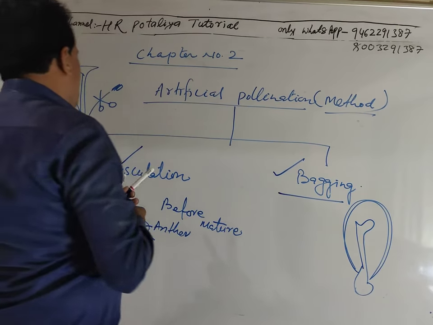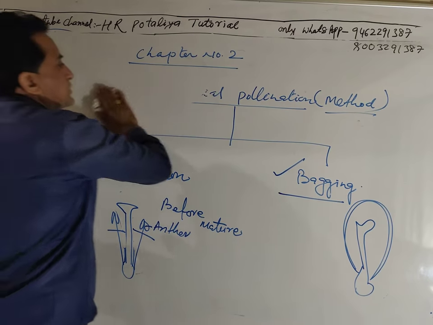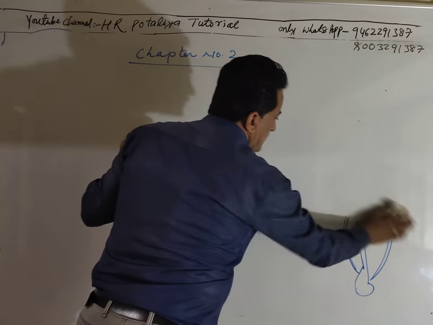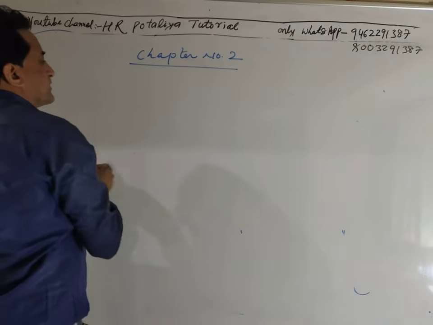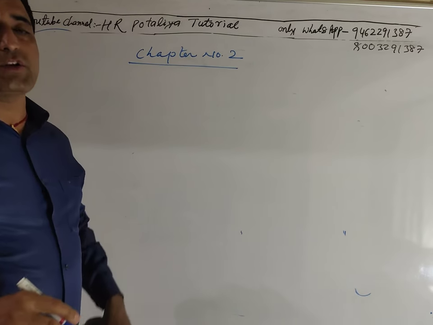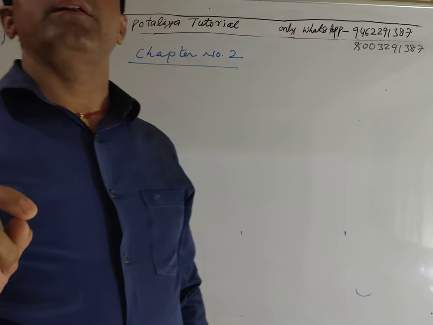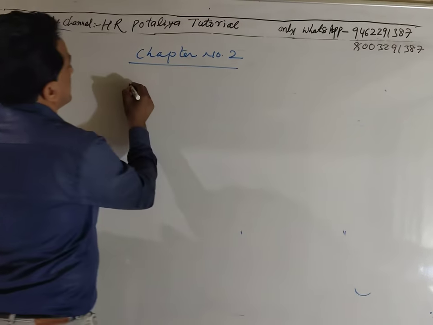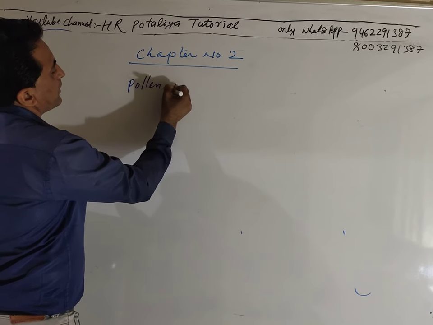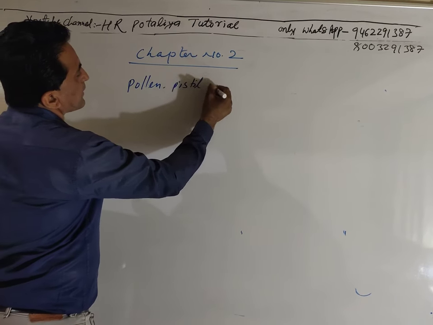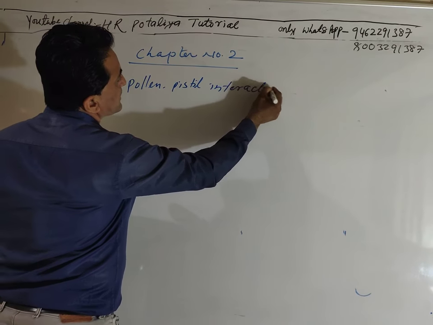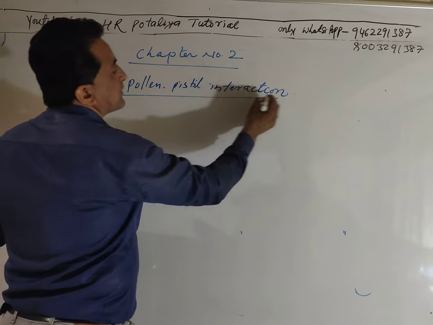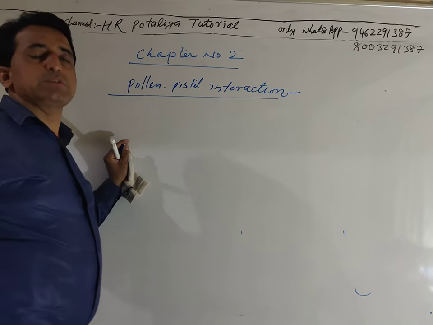Next case, after then we have used the one important methods and their question will be there. There is a special interaction, a chemical interaction, between the male and female gametes also, and that process is known as the pollen pistil interaction. That will be a 3 marks question.